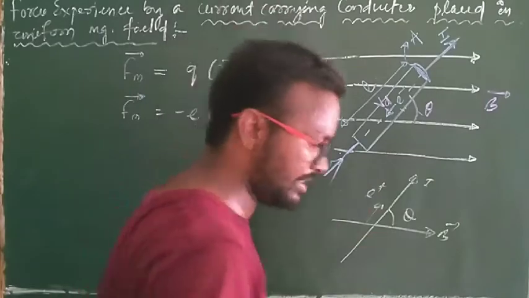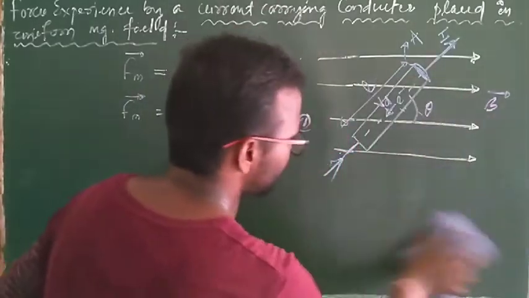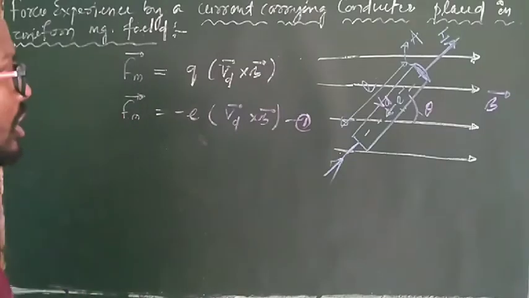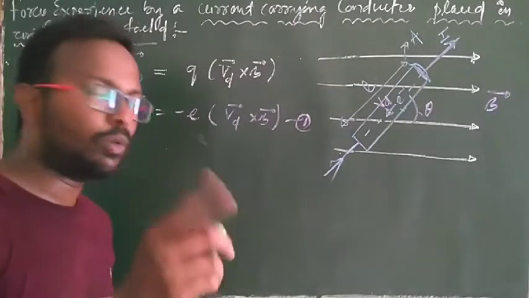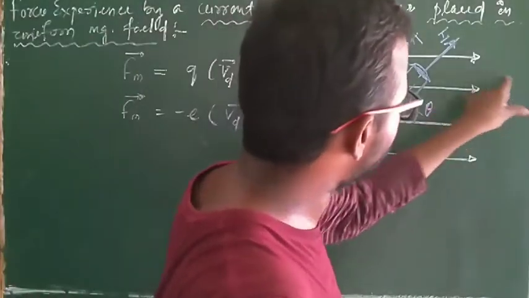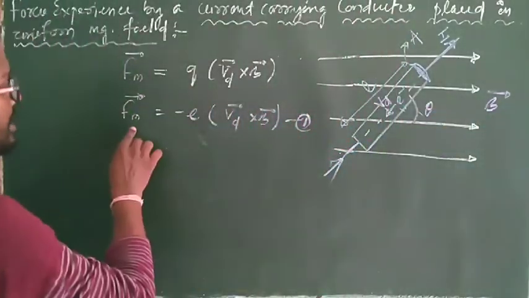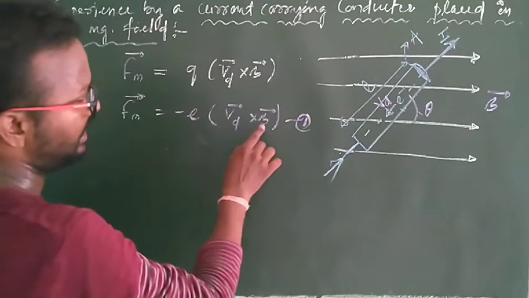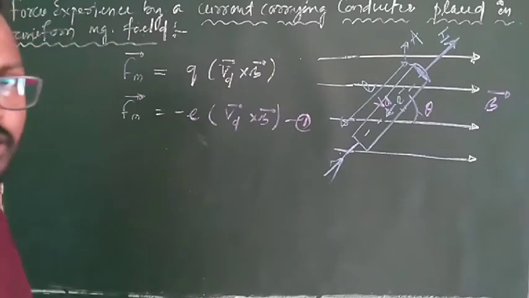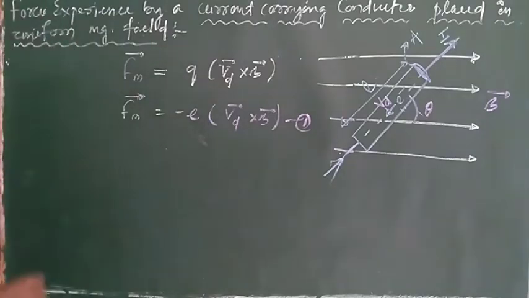Due to this negative charge, that means, so Fm, what is Fm? Fm means the force experienced by one electron inside the conductor if we place a magnetic field B. So Fm equals minus e Vd into B. What is Vd? Drift velocity of electron. Clear?